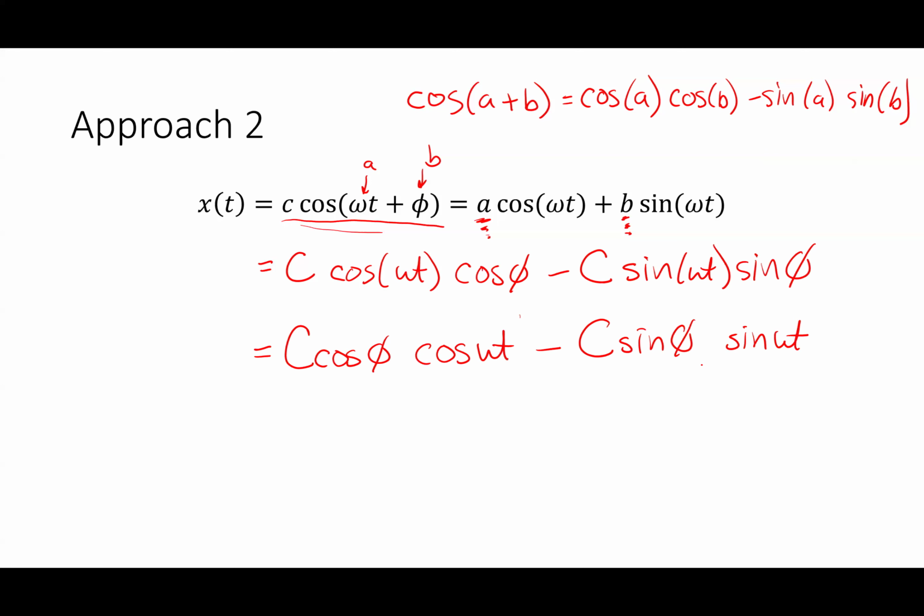Now I look at this and say, I want to match this to A cosine omega t plus B sine omega t. So this looks like the A value, doesn't it? What's my B value? Yep, B is apparently negative C sine of phi, and A is C cosine of phi.